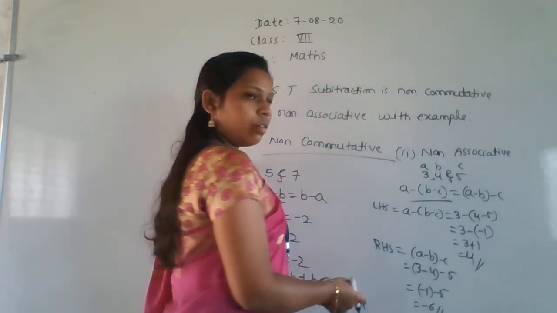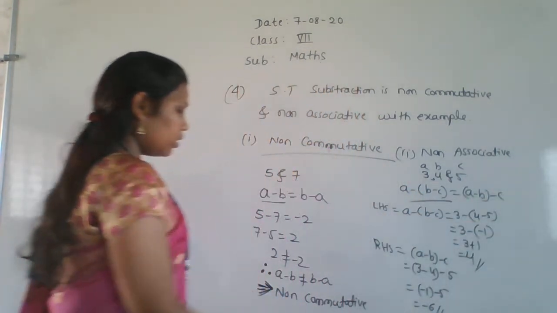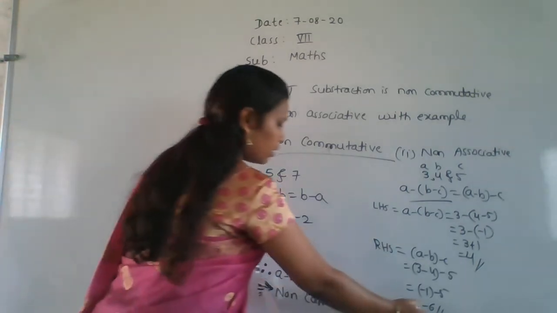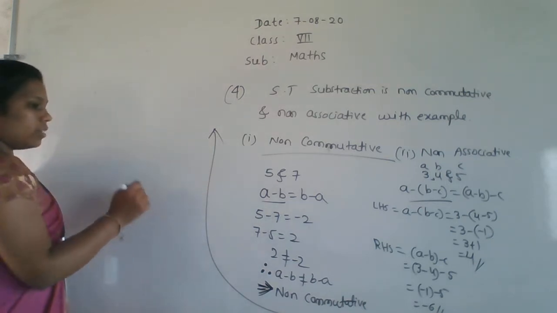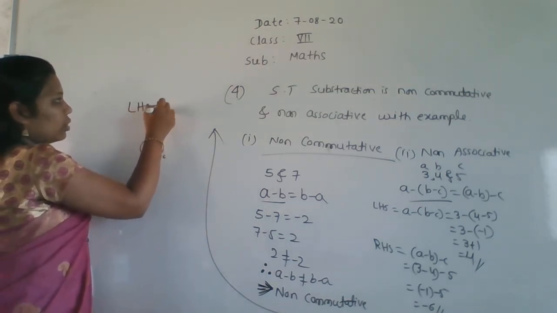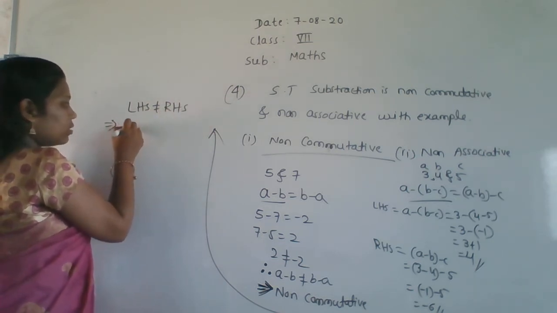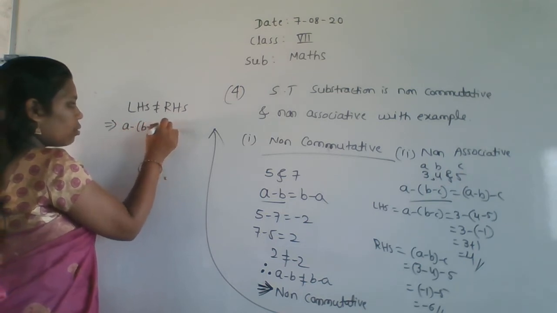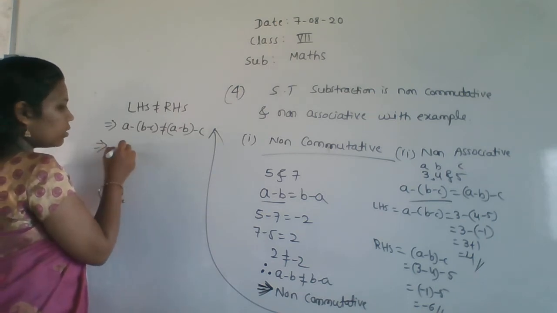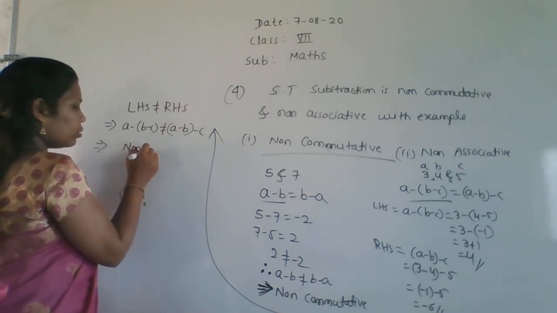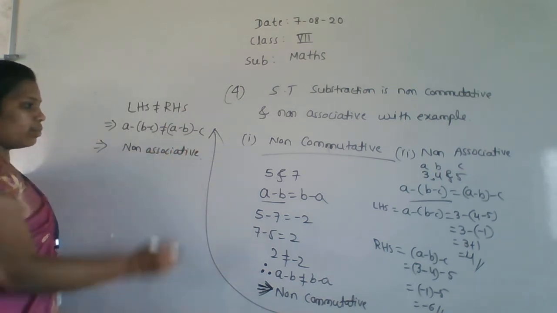No. So observe everyone, here I am going to write all that answer. So LHS is not equal to RHS. That means a minus (b minus c) is not equal to (a minus b) minus c, which implies that it is non-associative.